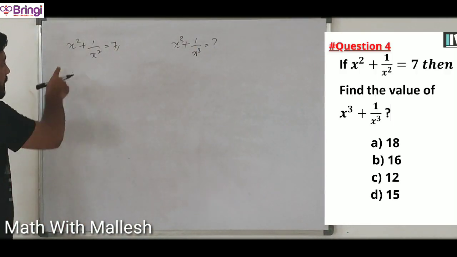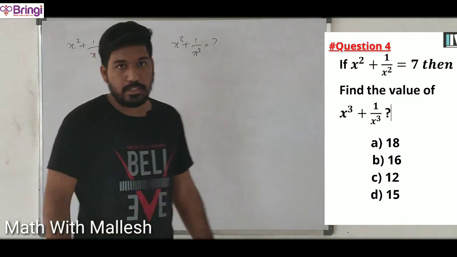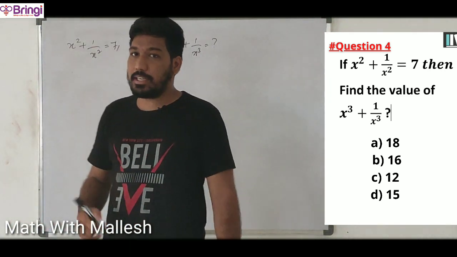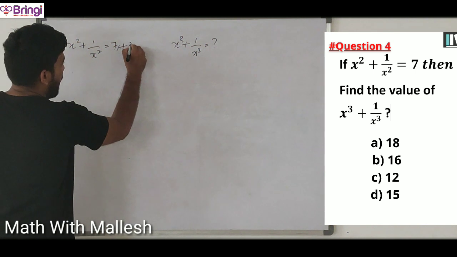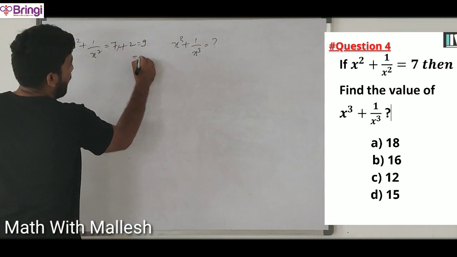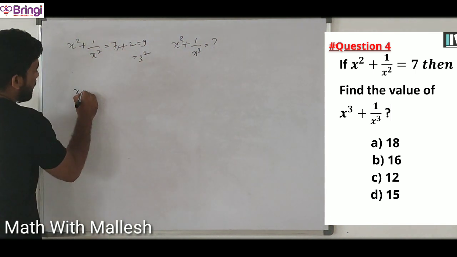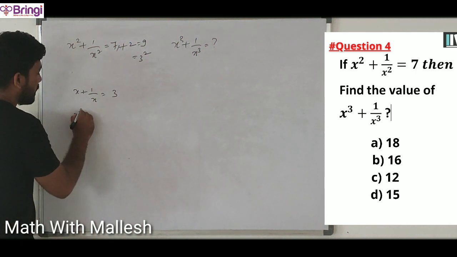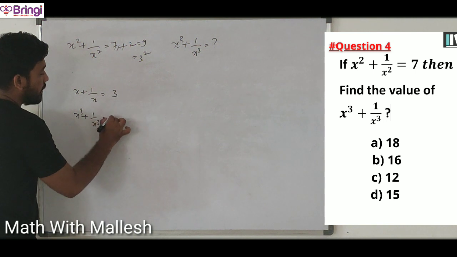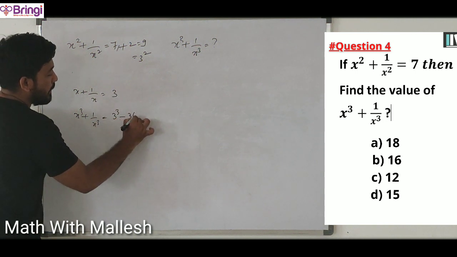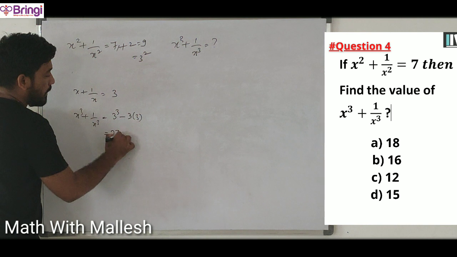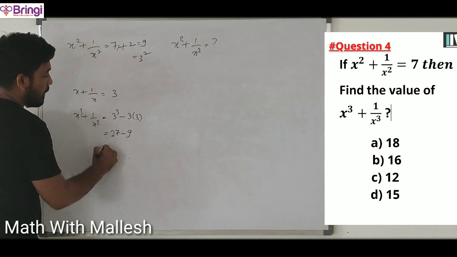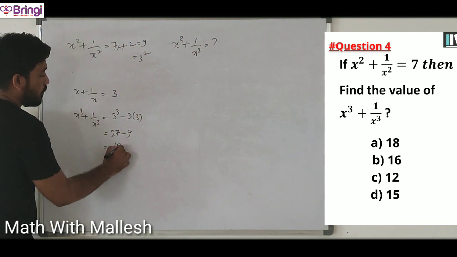See question number 4, x square plus 1 by x square is equal to 7, and they are asking you x cube plus 1 by x cube, how much? Simple, just add 2, it is going to be 9, and 9 is nothing but 3 square. So x plus 1 by x is going to be 3, and what we want, x cube plus 1 by x cube, is equal to 3 cube minus 3 times 3. 3 cube value is 27, and 3 times 3 is 9, and 27 minus 9 is going to be 18.